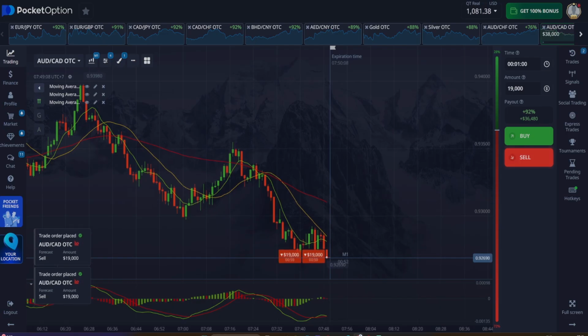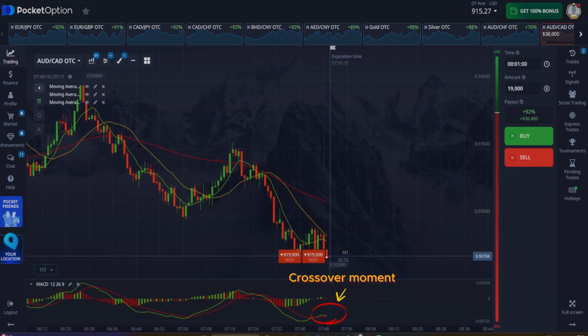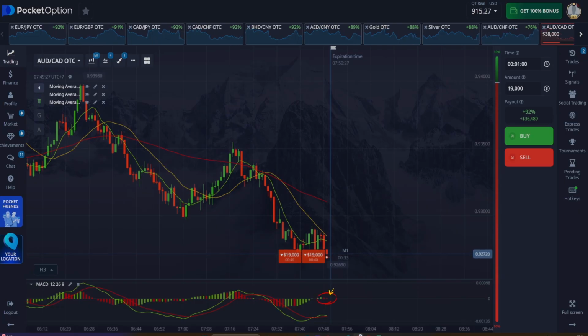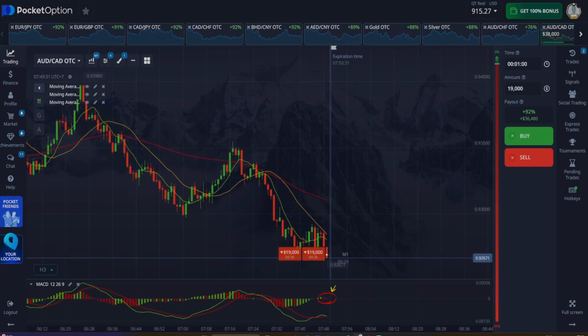Looking at the MACD indicator, we can see that the main line has just crossed below the signal line. This crossover is a clear indication that buyers are losing strength and sellers are taking control. When this setup appears, it often signals the beginning of a fresh downtrend. To add even more weight, the histogram has also shifted into negative territory, which confirms that bearish momentum is accelerating. With these two signals aligned, the sell entry becomes a very logical choice.